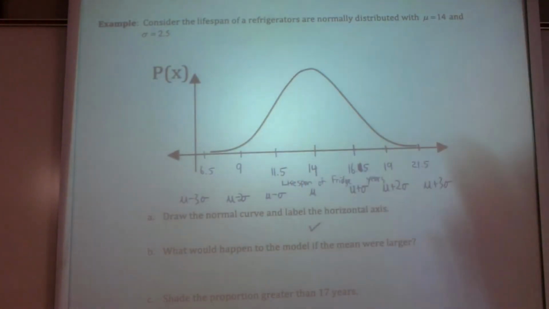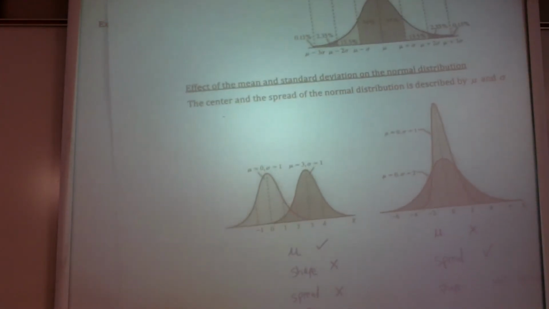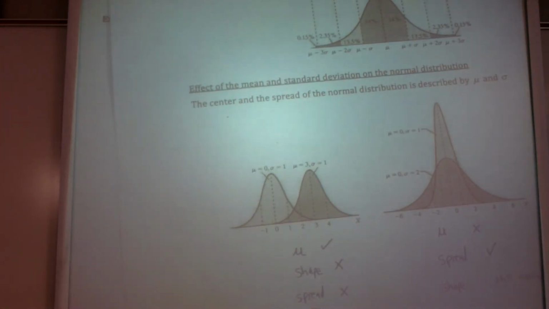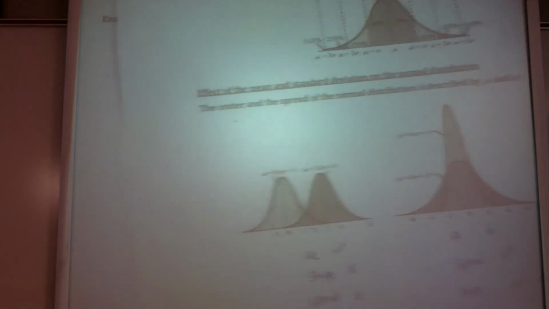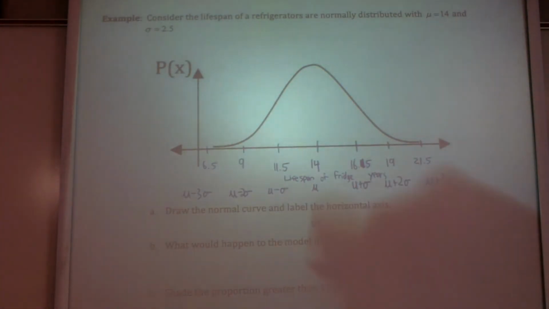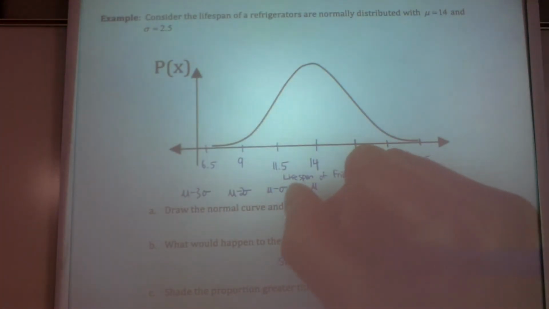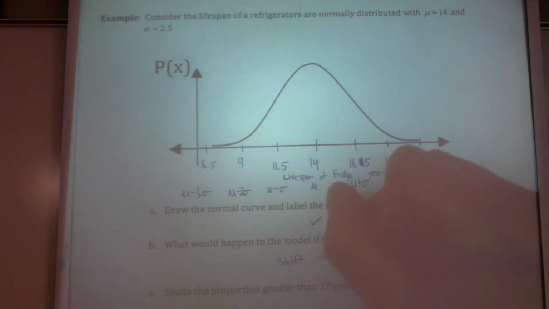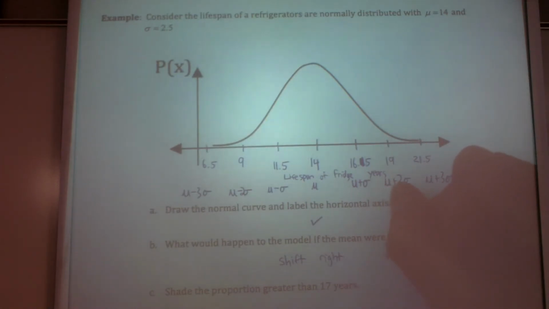Done. Check. What would happen to the model if the mean were larger? Well, what that's saying is, what if instead of the mean being 14, the mean would be 18? We'd expect the same thing to happen that we saw in our notes before, where it would just shift to the right. But it would still be normal. The spread would stay the same. So I'm going to put same spread, still normal.